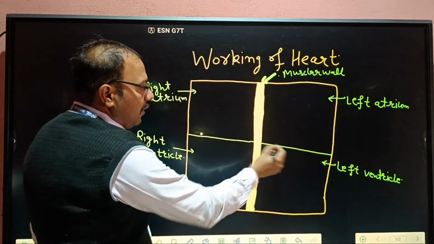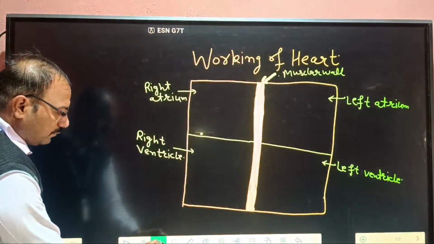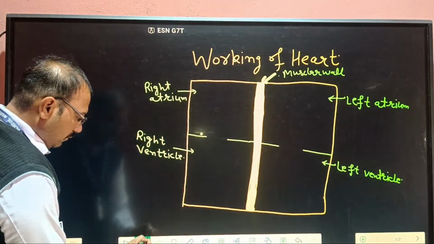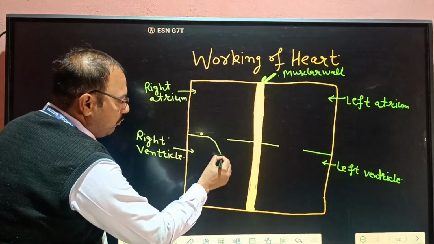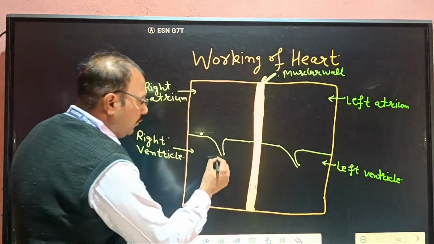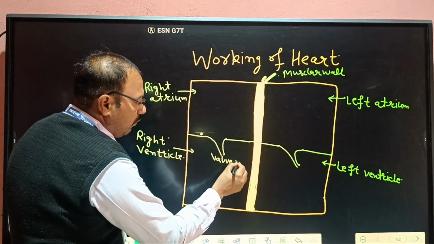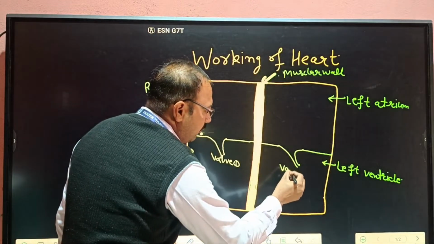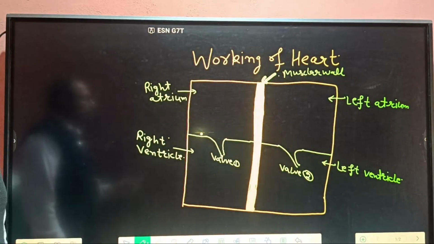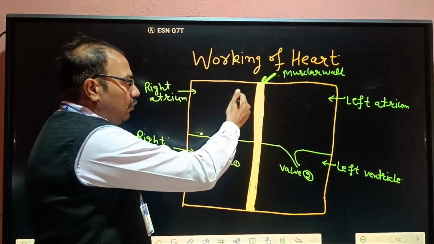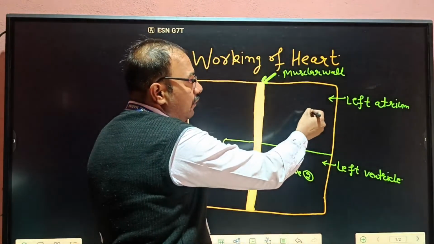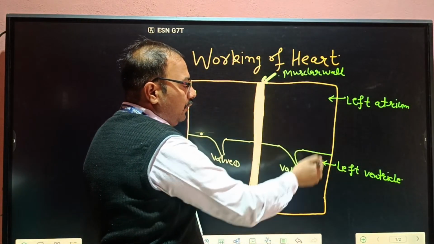And one more thing, here two valves are present. So this is known as valve 1 and this is valve 2. So these are two types of valves. What is the basic function of a valve? It is to transport blood from the right atrium to the right ventricle, and to send oxygenated blood through this valve.